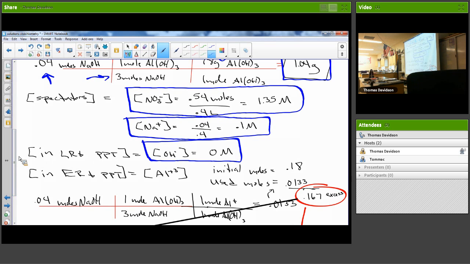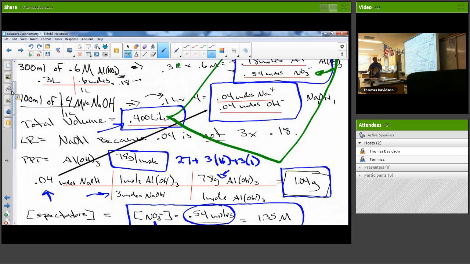All right, we get to our spectators, and I know maybe the notes went the other way around. I don't care what order you go in. The concentration of the spectator ions, so NO3 minus is always a spectator ion, and so is Na plus as long as they were both solutions. All right, and these were. So I take its original amount of moles, and I got that from way up here, right? Right here.